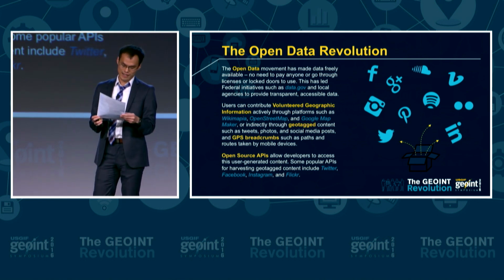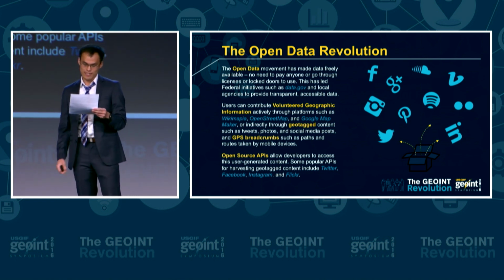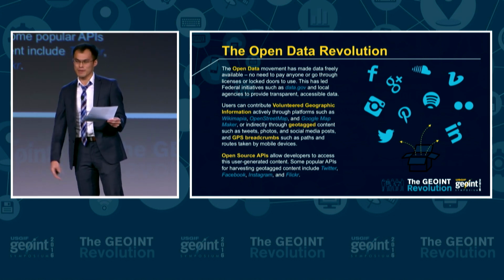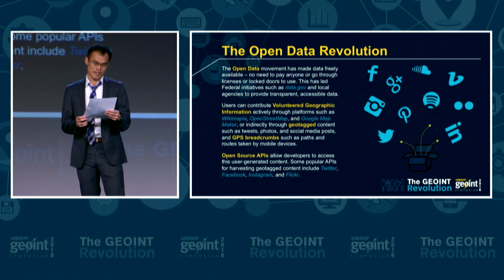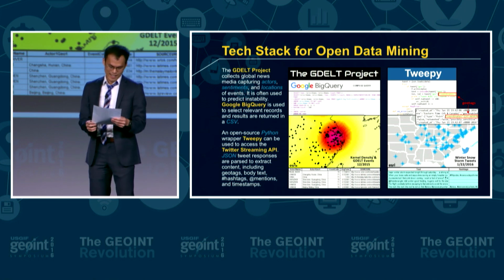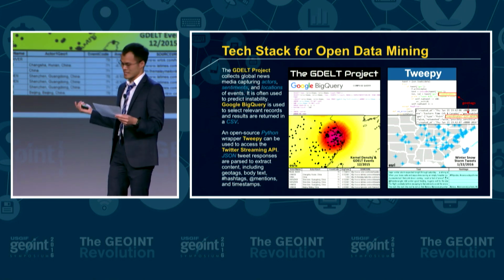APIs are out there that are allowing people to harvest all this user-generated content. Some examples are, as you've seen, the Twitter streaming API, another one's the Instagram API, and the Facebook API. All these techniques have methods for accessing geotagged information. So we're going to move on to our tech stack, some of the code and how it's actually done, so you guys can see.